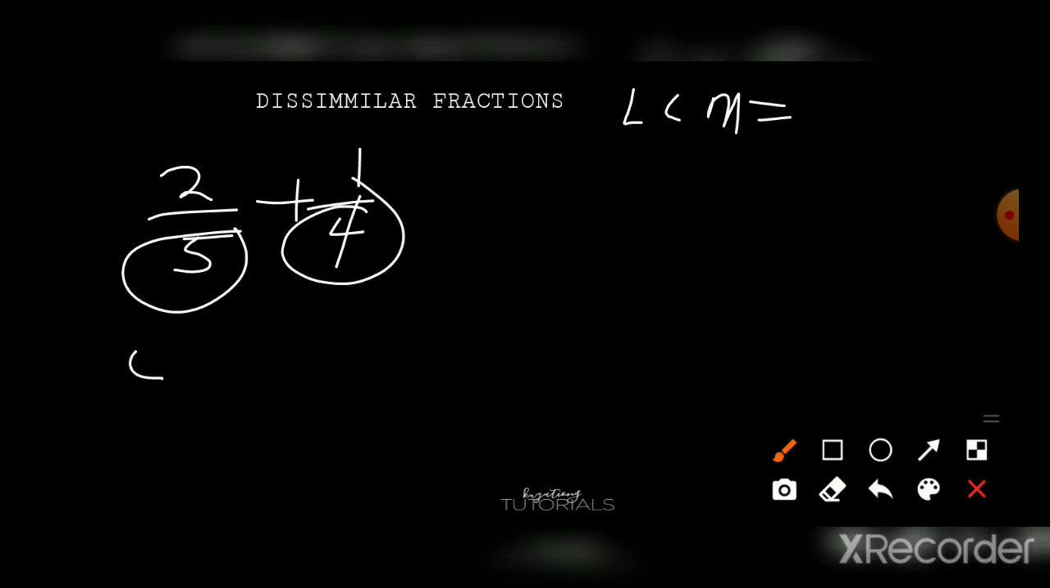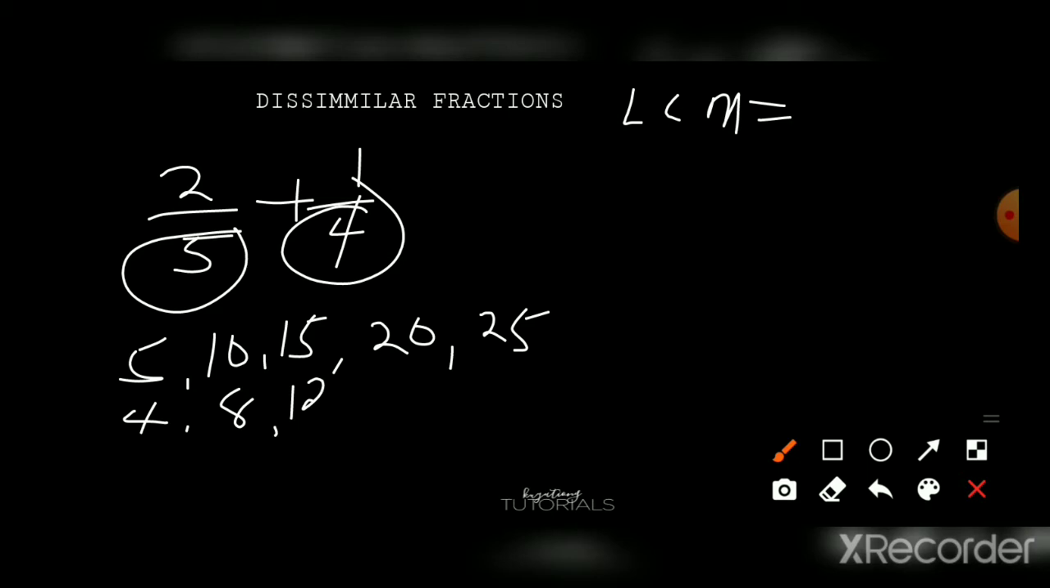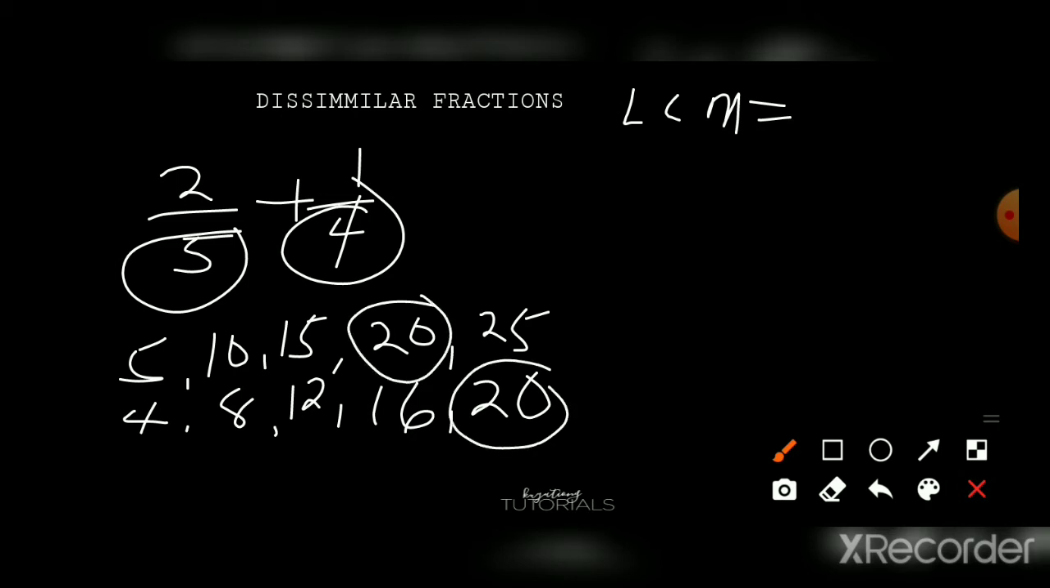Okay, para mas masabtan nato. 5, 10, 15, 20, 25. And then 4, 8, 12, 16, 20. Murag mag-recite sa multiplication table. So kung unsay pareho nila nga number nga magawas, mao nay ilang LCM. Okay? So that is 20, di ba? So dapat ang ilang LCM is 20.